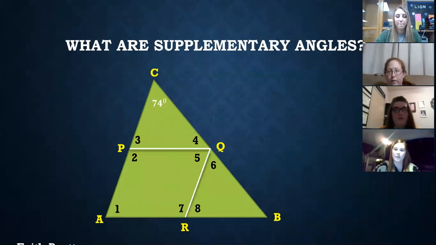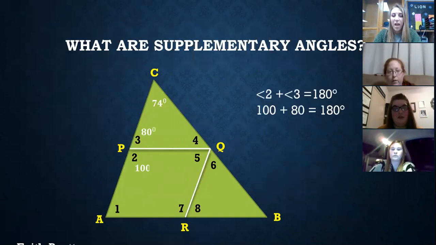Hey Faith, what are supplementary angles? Supplementary angles are angles that, when you add the sum of the measures together, equal 180 degrees. As shown in our diagram, we're going to use angle 2 and angle 3. As you can see, they are supplementary angles because when added together, angles 2 and 3 both equal 180 degrees. Angle 2 being 100 and angle 3 being 80, it equals 180.